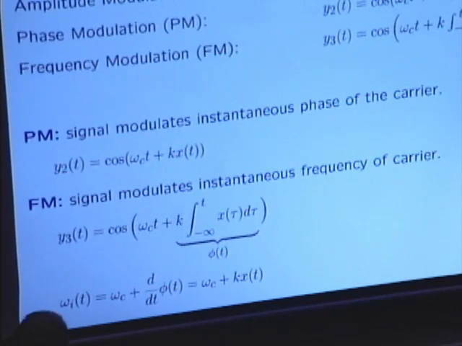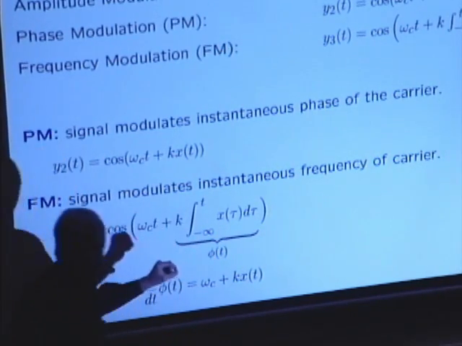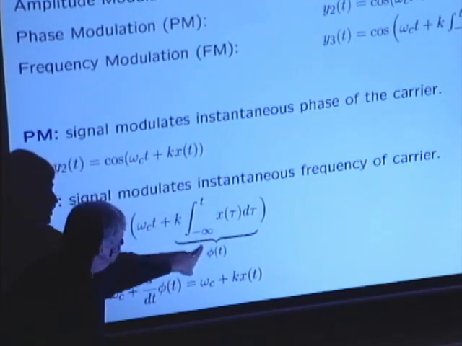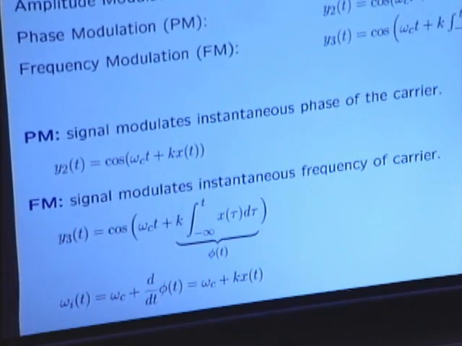Another way to do it is to code the frequency. So take the message, integrate it. It's kind of a funny way to talk about FM. You could use the message to modulate the frequency of the carrier, which would be very similar to using the message to modulate the phase. They, in fact, differ by an integral. And I'll talk about that more in a minute.